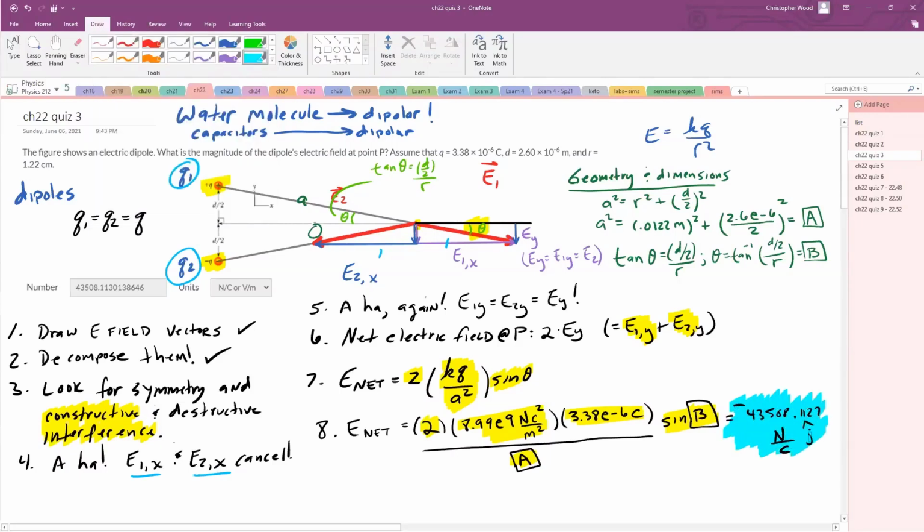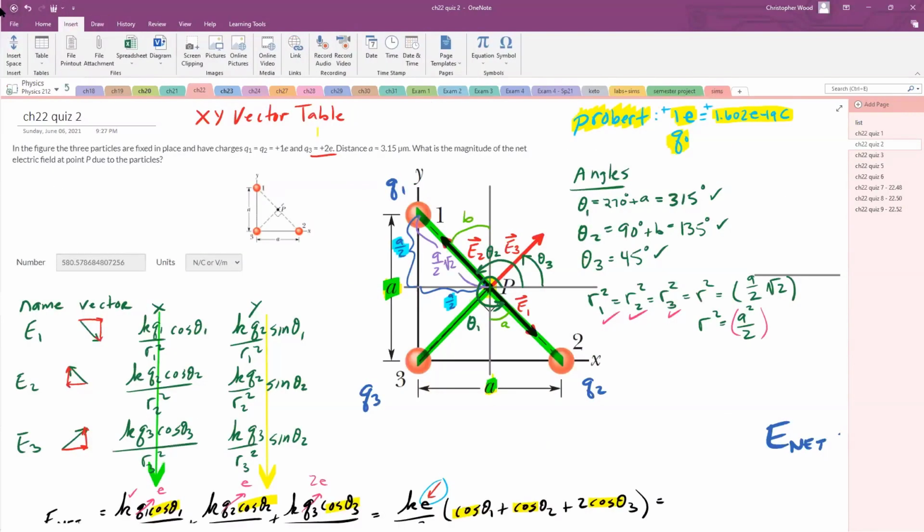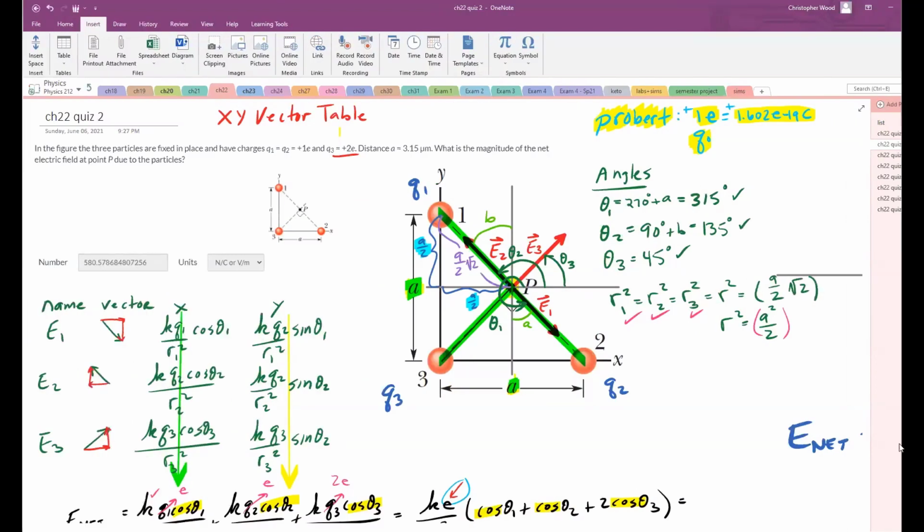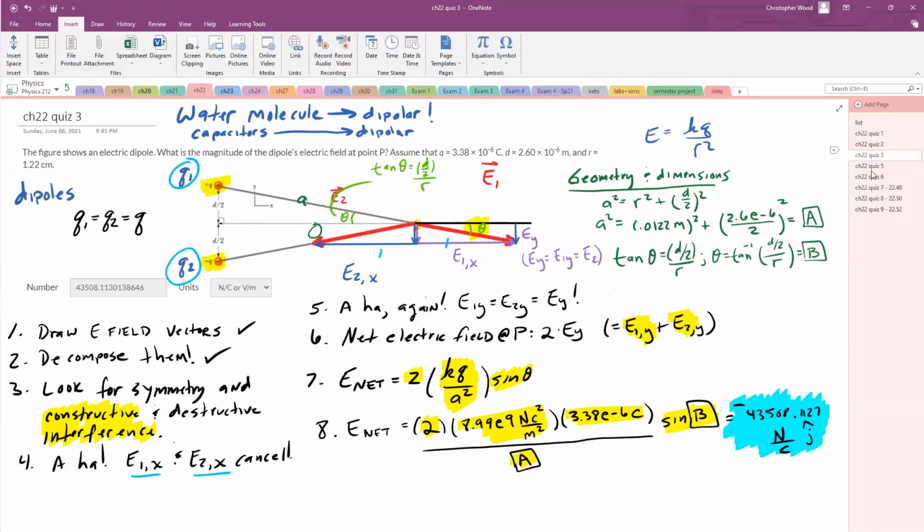Okay. I'll leave that there while I get the next quiz ready. Dipole.